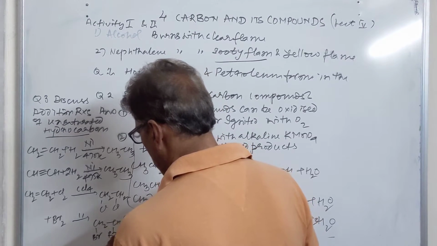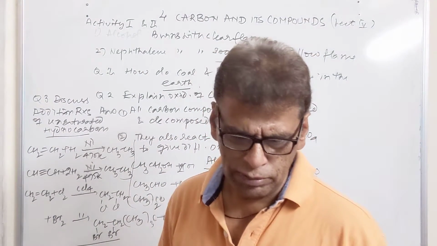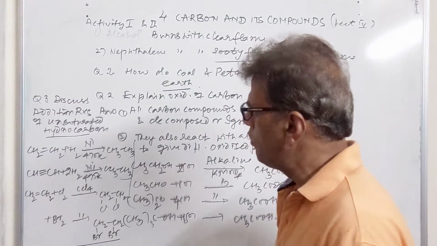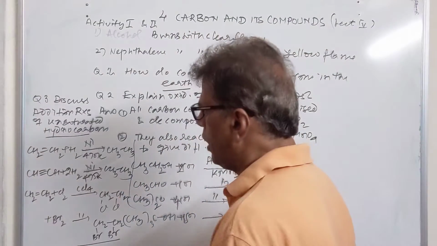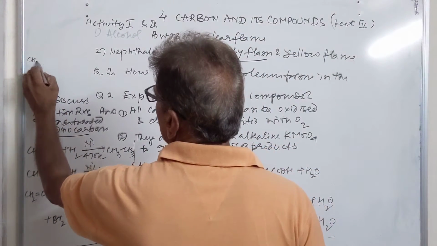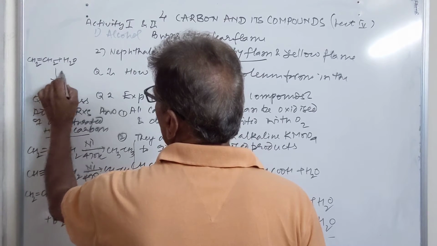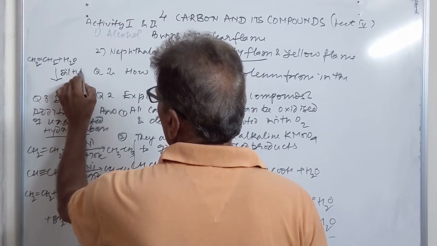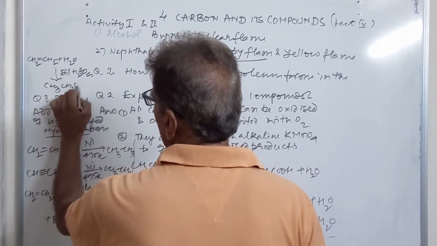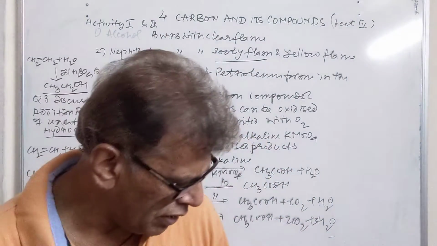This is 1,2-dibromoethane. So these are the addition reactions of the hydrocarbon. They can add up chlorine, they can add up hydrogen and a number of other substances like water. CH2=CH2 can take up water in the presence of dilute H2SO4 and will give you alcohol, CH3CH2OH. So these are the addition reactions of the unsaturated hydrocarbon.